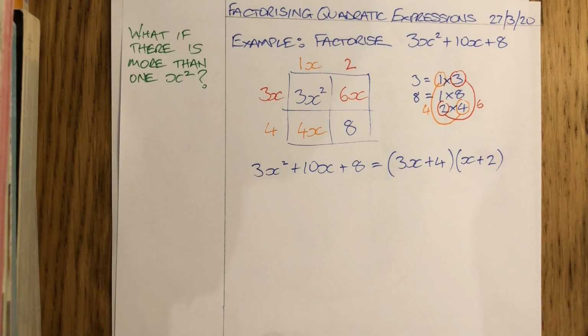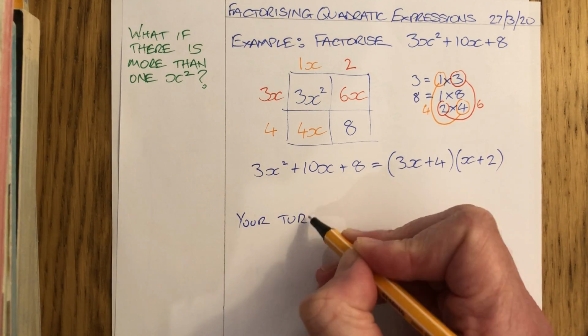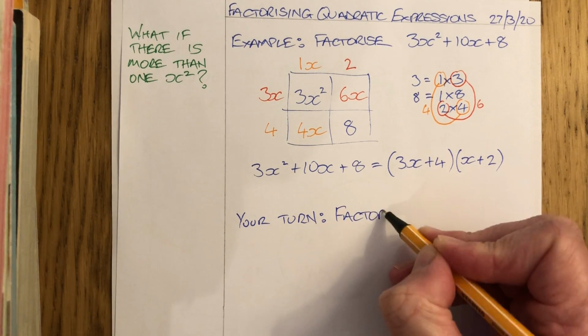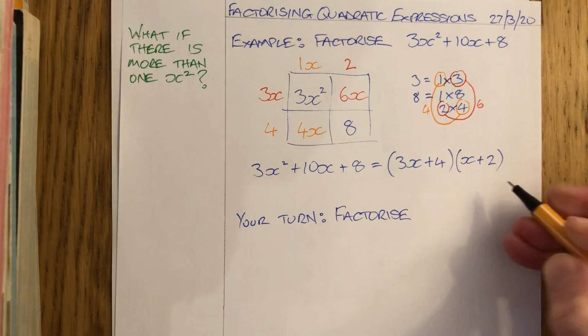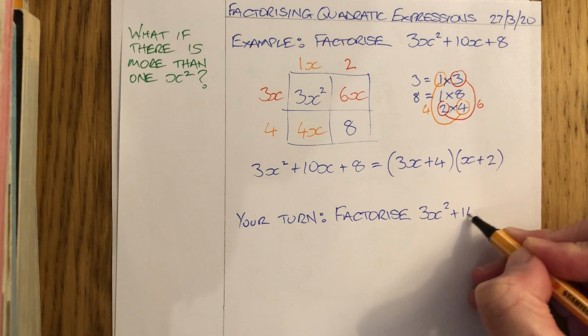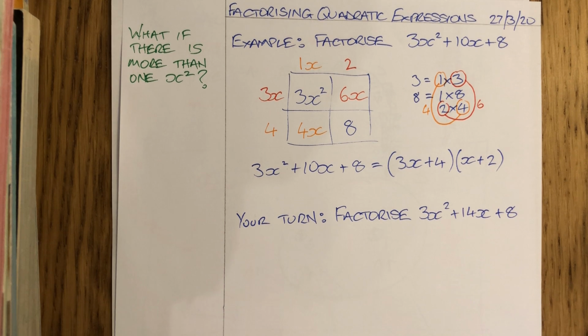Have a look at your turn, which is to factorise 3x squared, add 14x, add 8. Have a try, see how you get on with it. Come back to me in a couple of minutes when you start the video again, and we'll see how you got on.